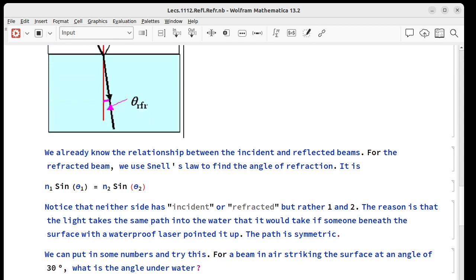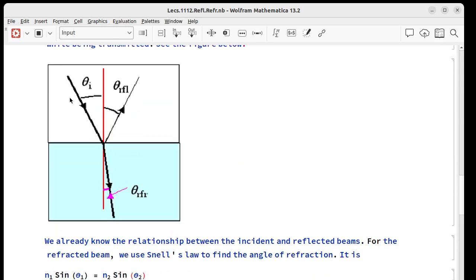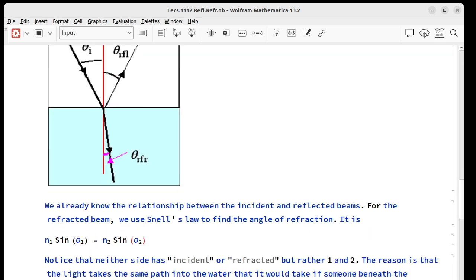We can put in some numbers here and see what kind of results we get. Let's say we have a beam in air coming in at a 30-degree angle to the normal. What's the angle underwater? Well, we would say 1 for the air, index of refraction, sine of 30, equals 1.33 for water, sine of theta 2, and we'd solve it for sine of theta 2. When we do that, we get 22.1 degrees, which is, of course, smaller than 30. It does get bent towards the normal.